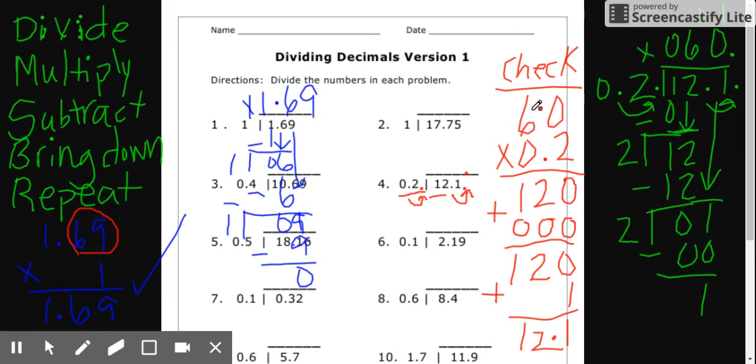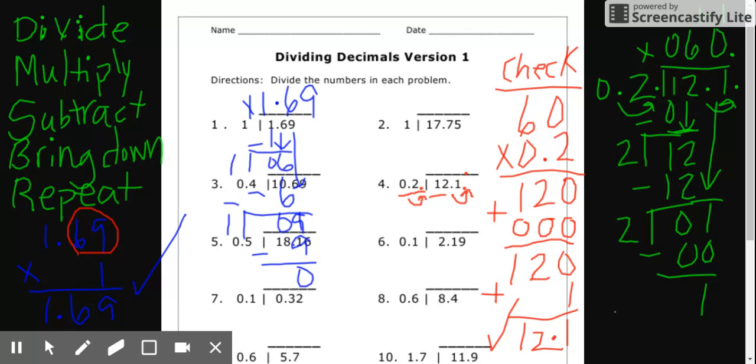I don't have any decimals in the top number, so I need one number to the right of the decimal in my answer, and I check to see if my dividend and my answer are the same. If they're the same, then I know I worked my problem correctly, and they are. I got 12 and 1/10, and this is 12 and 1/10. And that's how you do your long division with decimals.